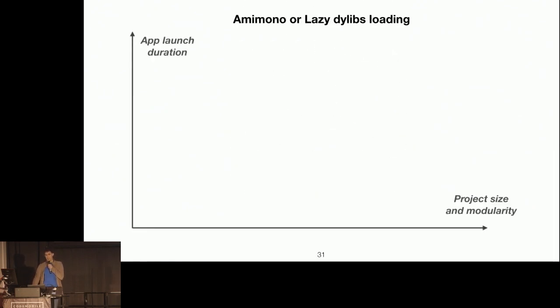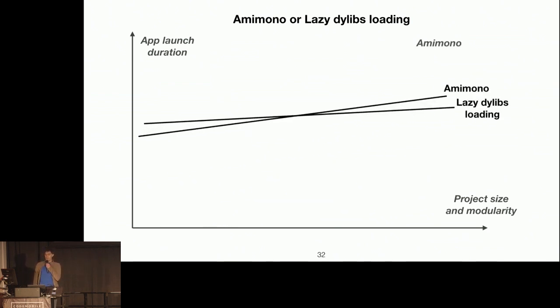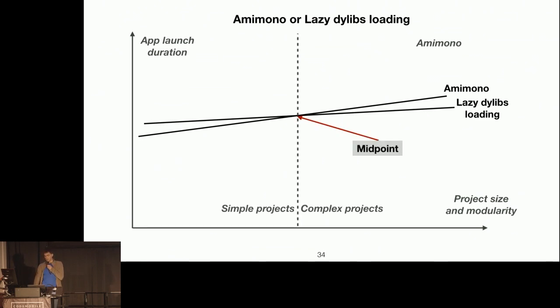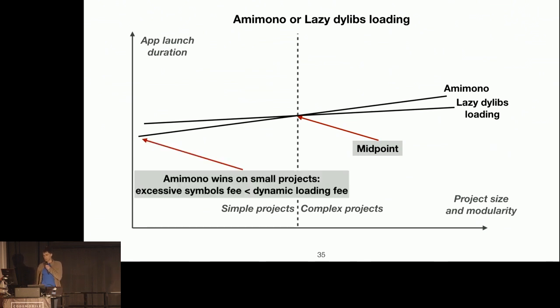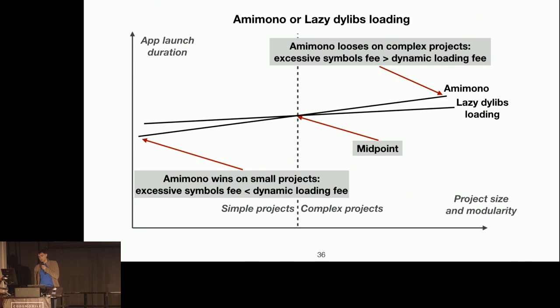Which one to choose? Let's take this highly theoretical graph which shows startup time depending on the project complexity. And in our project, we managed to realize that Amimono grows faster than lazy dynamic libs loading. Here's the midpoint, which pinpoints the simple projects from complex projects. In simple projects, Amimono really shines, and on complex projects, Amimono loses. We actually won 8% by removing Amimono and using lazy dynamic libraries loading.